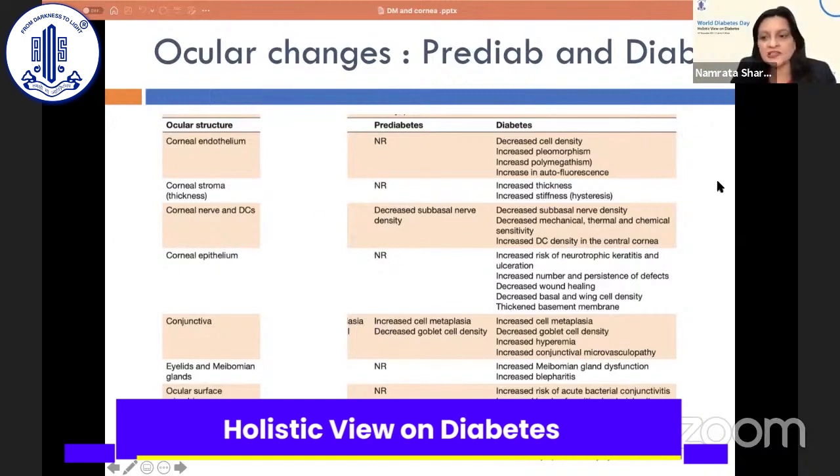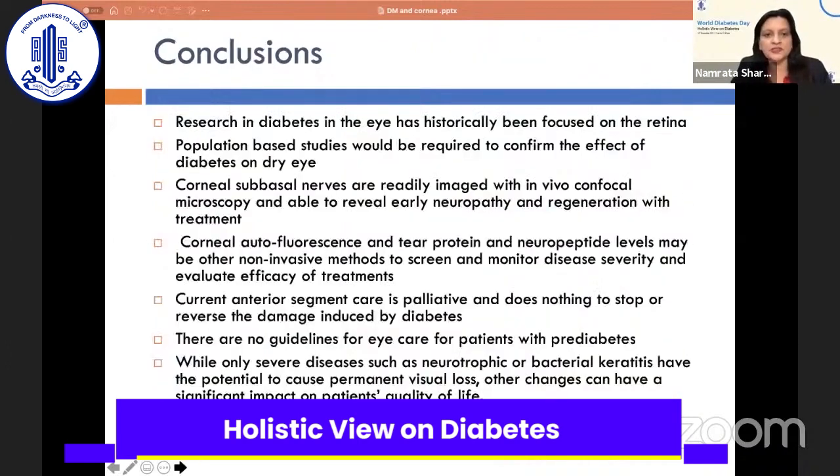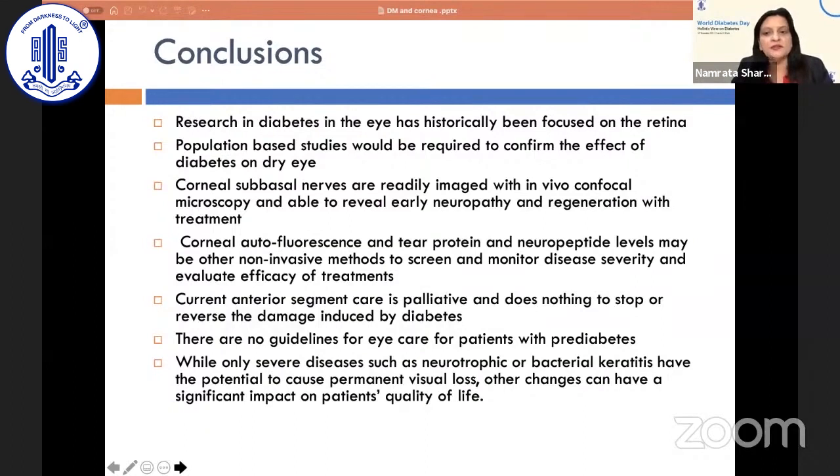And then I think there should be one more column which should be of diabetic retinopathy, so that we can correlate the corneal changes with the diabetic retinopathy changes. So this is very much what I've been talking about, that research in diabetes and eye has historically been focused on retina, and we do require to confirm the effect of diabetes onto the cornea.